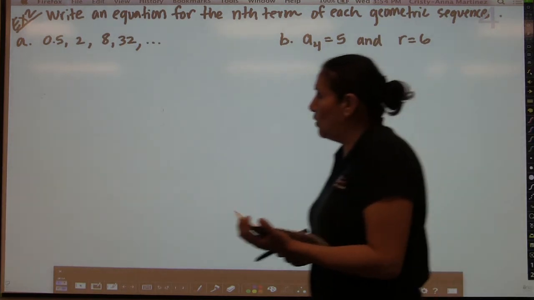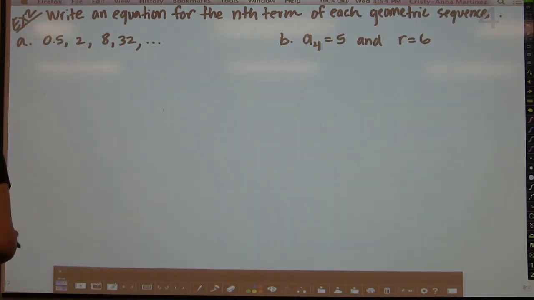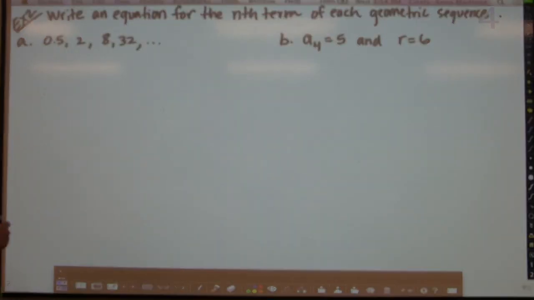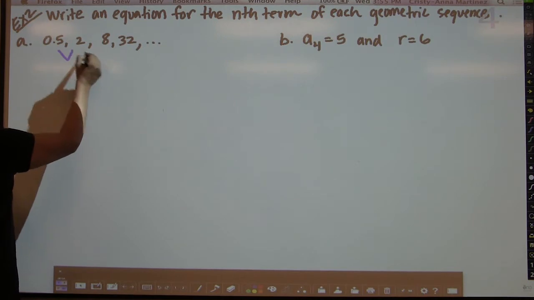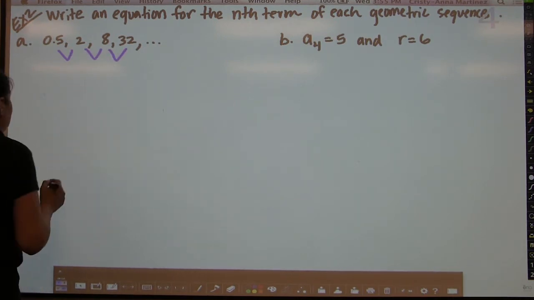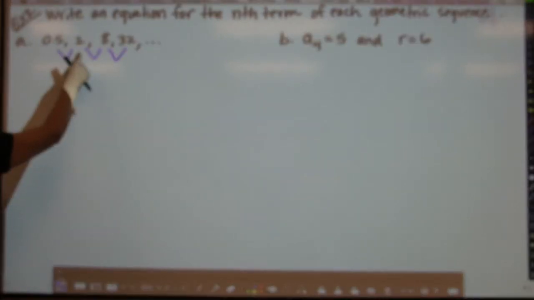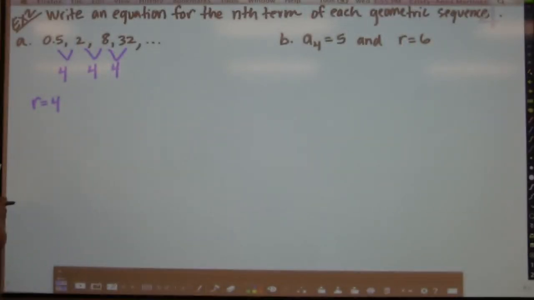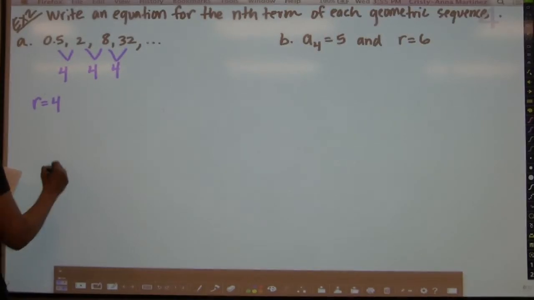In this case, it wants us to write an equation for the nth term of each geometric sequence. So in the case of the first part A here, we need to figure out what the common ratio is. If you take 2 and divide it by 1/2, you will get 4. And 8 divided by 2 is also 4. And 32 divided by 8 is also 4. So our common ratio is 4.